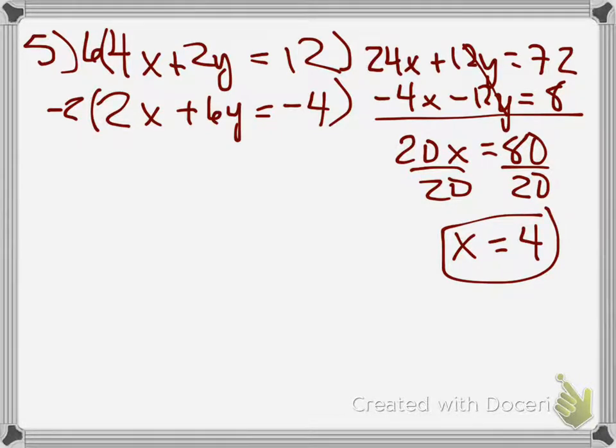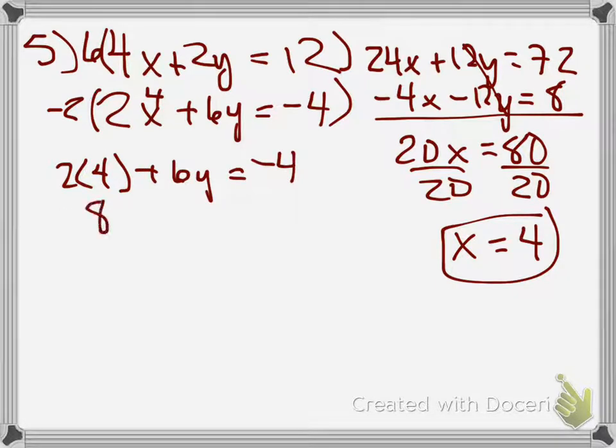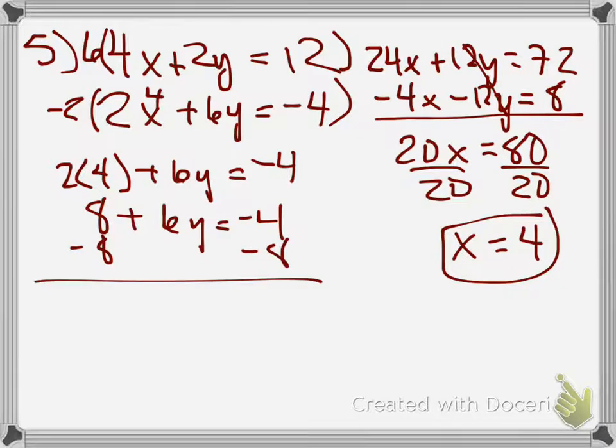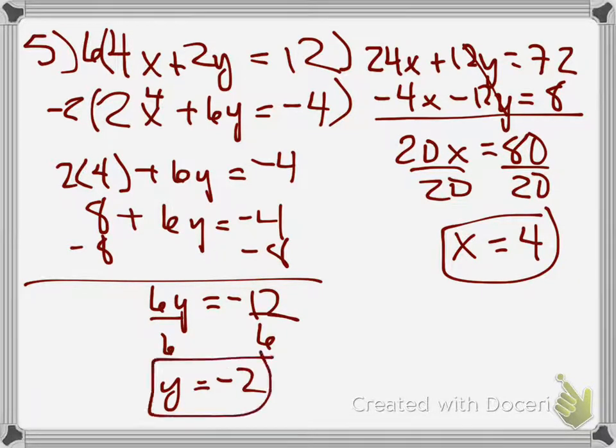Okay, now I'm going to put this 4 in place of this x here. So I'm saying 2 times 4 plus 6y is equal to negative 4. That gives me 8, because 2 times 4 is 8, plus 6y is equal to negative 4. Add or subtract, in this case subtract. Negative 4 minus 8 would give me negative 12. Make sure you type those in correctly, do your math work correctly. So y is equal to negative 2. So then again, my answer should be 4 comma negative 2.